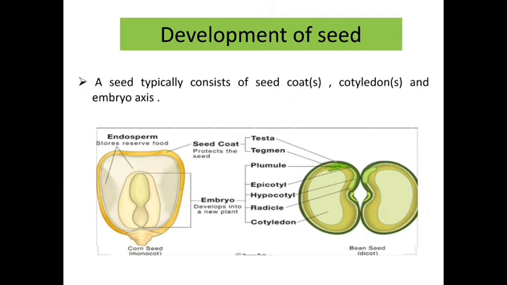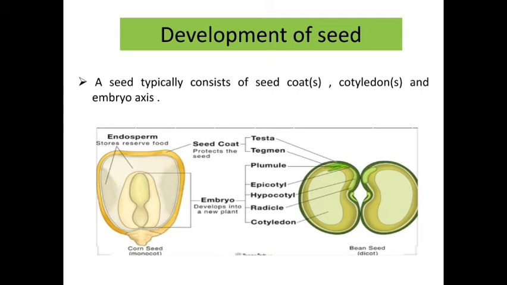Now can you see that in monocot the endosperm stores reserve food, whereas in dicot, what happened? They almost used all the endosperm reserve food for the development of the embryo. So these are the two diagrams that show monocot and dicot seed. I hope that you have understood.